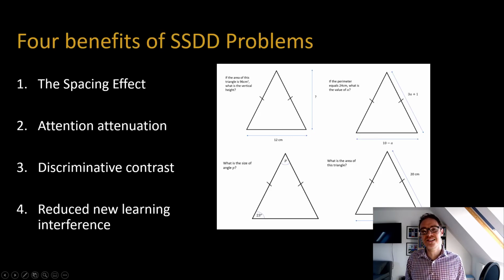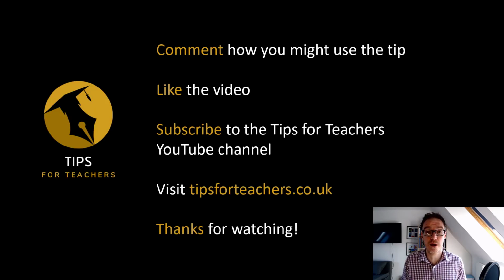Whereas by doing SSDD problems, it forces students to do this discriminative contrast, and I think as an added benefit to that, it makes sure that anything they've learnt in the past, or anything that they learn now, hopefully won't interfere with concepts that they were secure in in the past. So that's why I use SSDD problems as a regular part of my students' practice.